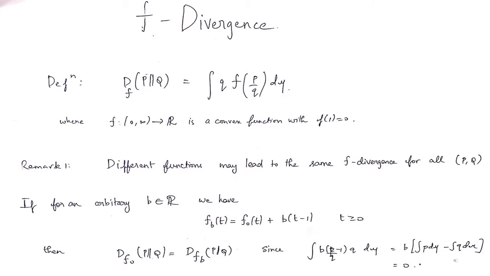Many of you will be familiar with something called KL divergence, which is basically defined as the divergence or distance between two probability distributions defined on the same space. Here we attempt to formulate a more general notion of divergence called F-divergence.